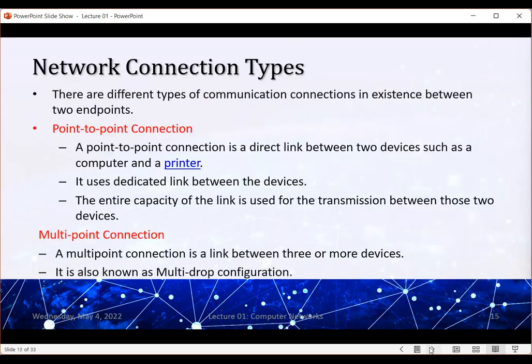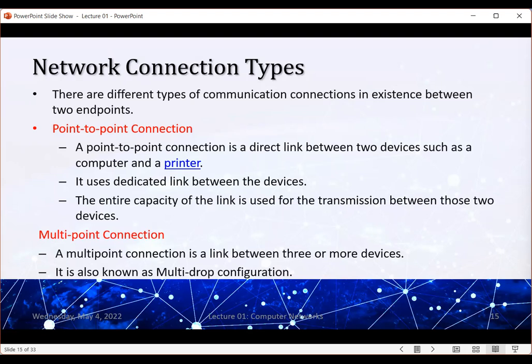Now let's see the network connection types. If you want to connect two or more devices together, there are two ways. The first one is point to point connection. We call it point to point connection.